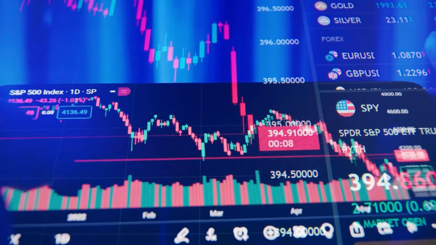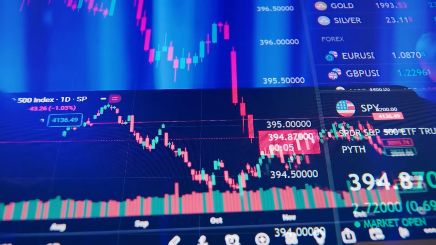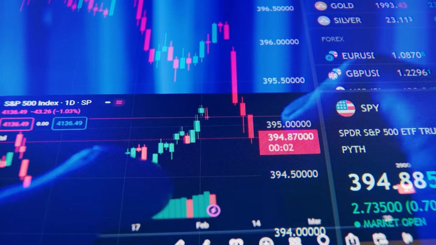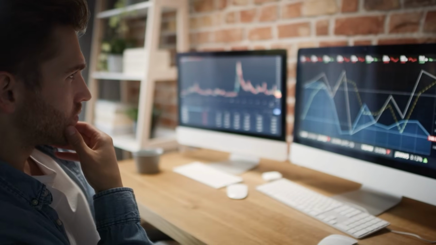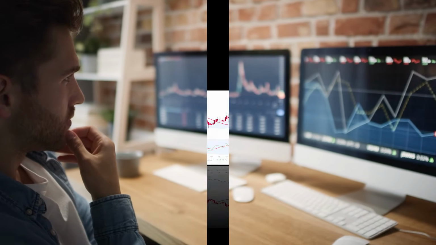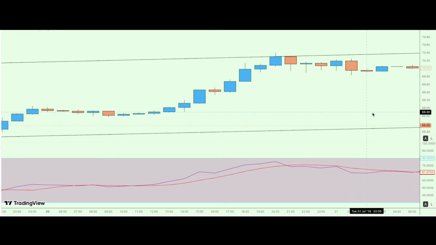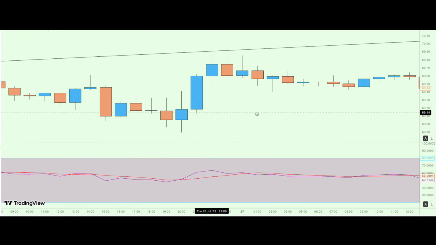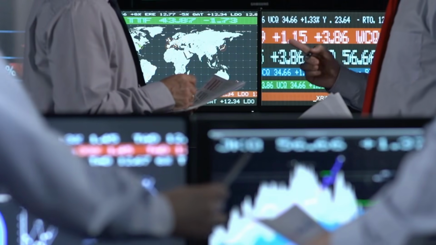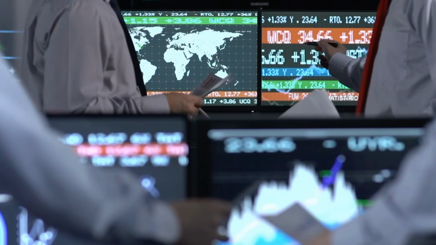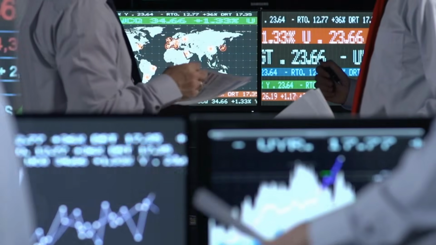Most traders spend months jumping from one indicator to another, hoping to find something that finally makes sense. I did the same until I discovered this one. At first, I thought it was just another overhyped tool, but after testing it across different market conditions, something surprising happened. It consistently highlighted areas where momentum was building before the move became obvious to everyone else.